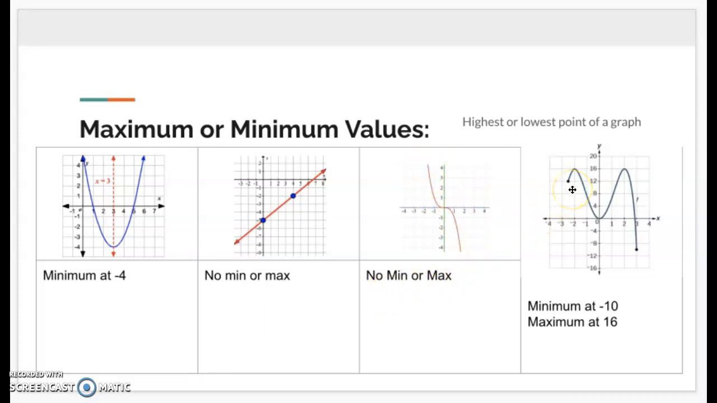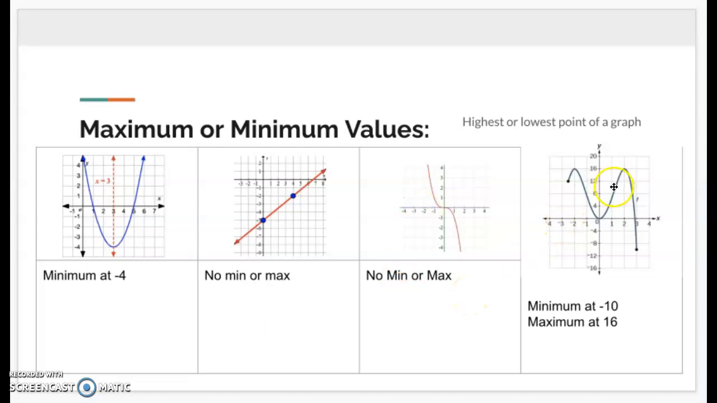If it had points like this last graph, so if there was a point right here and a point right here, I would have both a maximum at 4 and a minimum at -4. If it had arrows, then there would be no minimum and maximum because, again, it's going to keep going this way, which is the highest, and it's going to keep going this way, which is the lowest.